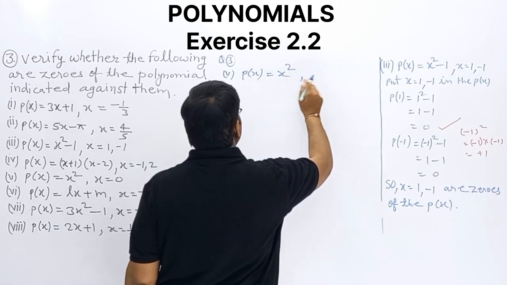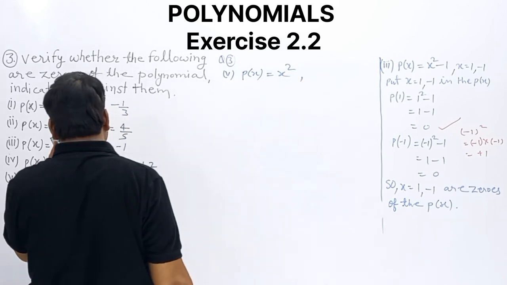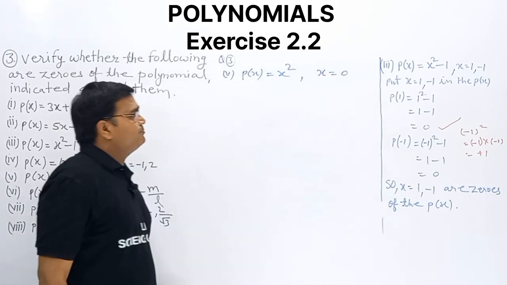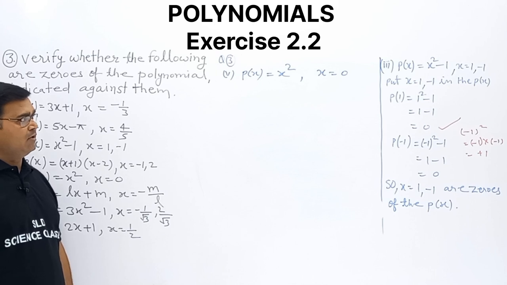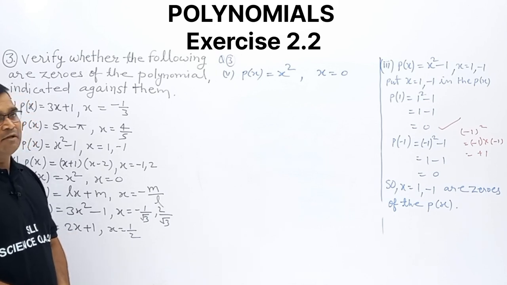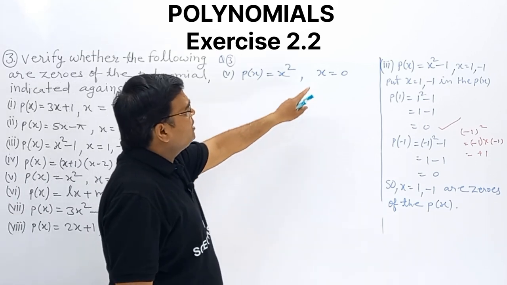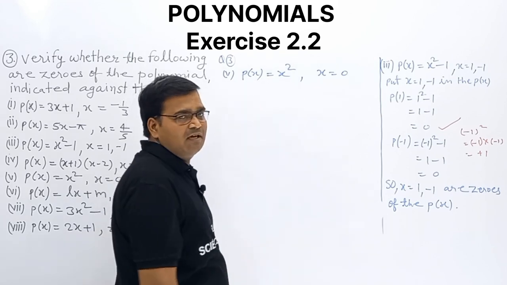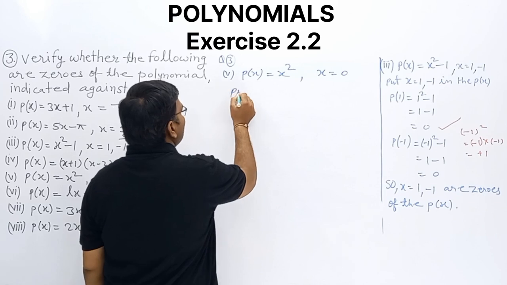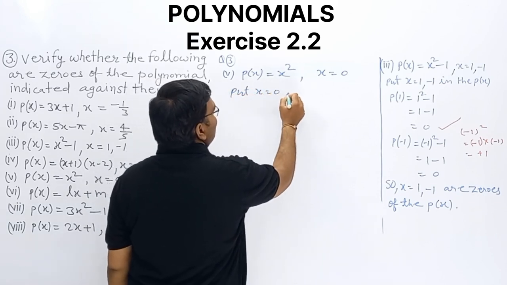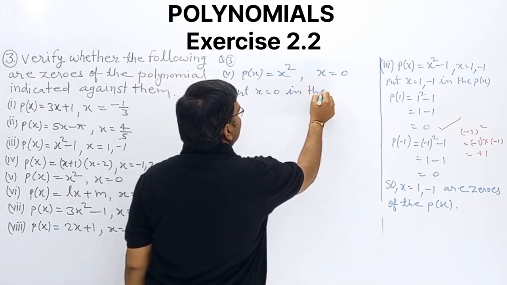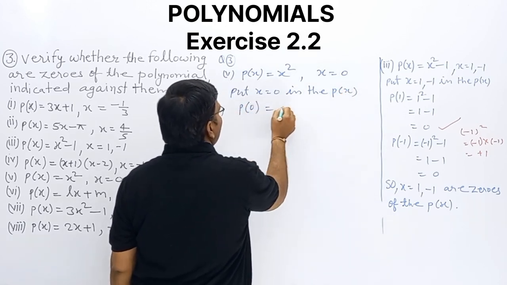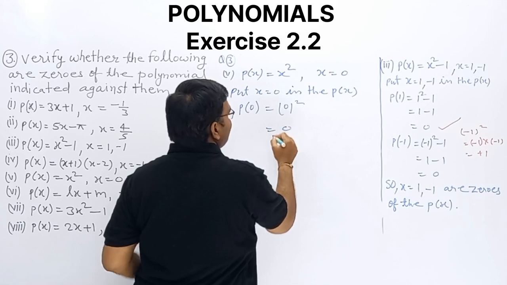And what are the zeros? This is a quadratic polynomial, but only one zero is given: x equal to 0. Put x equal to 0 in the given polynomial p of x. What value are we having? P of 0 will be 0 square, the result will be 0.